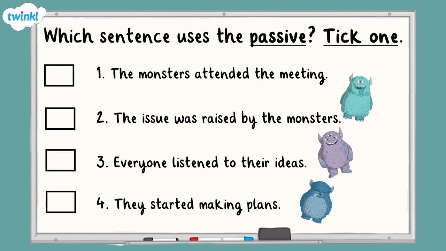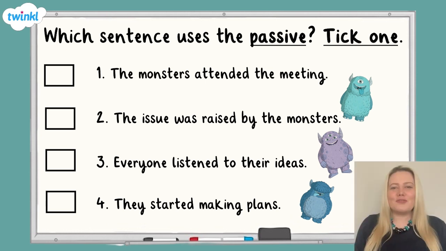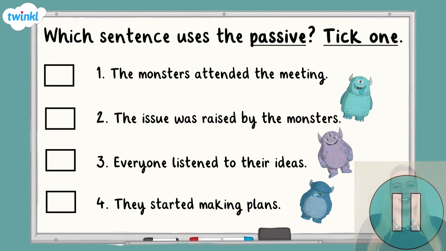Sentence 3 says, everyone listened to their ideas. Sentence 4 says, they started making plans. Top tip, remember that a passive sentence often ends in a prepositional phrase. In which of these sentences is the verb happening to the subject?